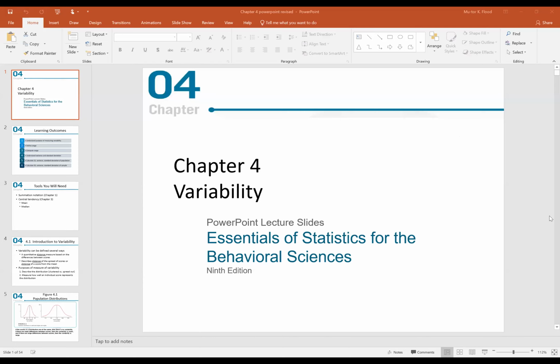Let me share my screen so that you can see the PowerPoint presentation and the worksheet. All right, so you should be able to see the PowerPoint presentation now. And so once again, this is on chapter 4, which is on variability, a very crucial and important component to the foundation of all the statistics that we're going to learn in the upcoming weeks.